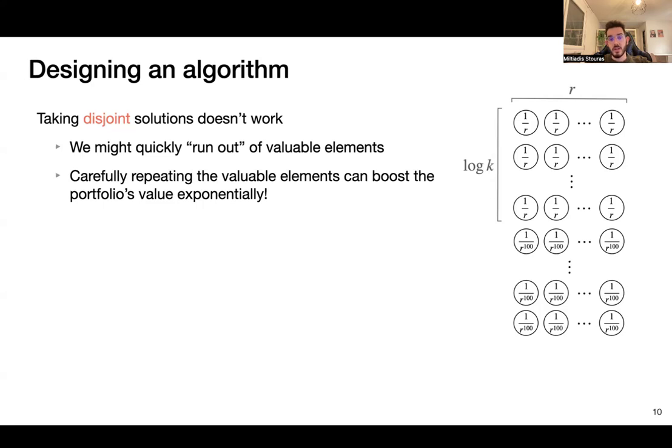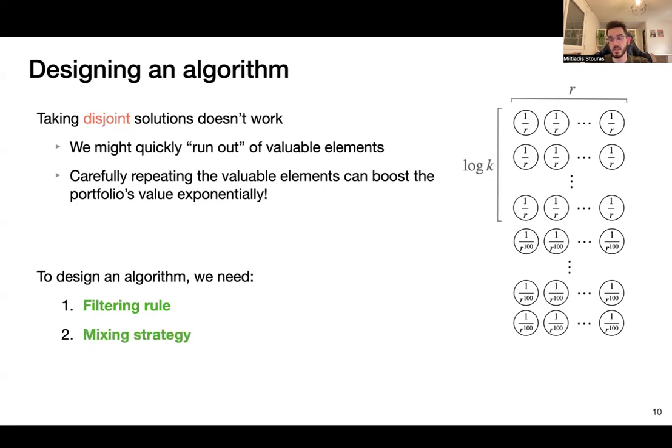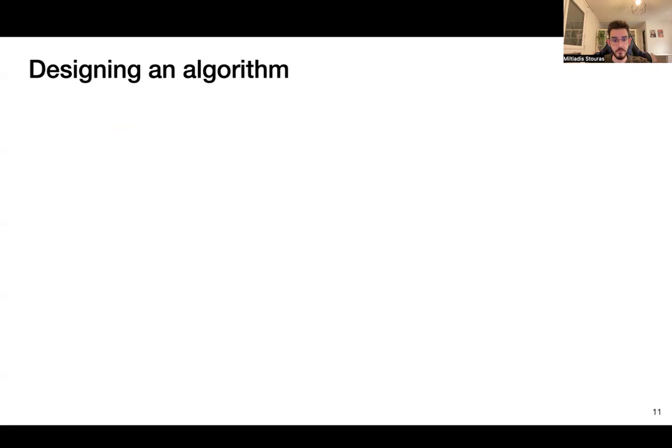So it's clear from this example that a potential algorithm needs some filtering rule. So we need to filter out some useless elements. And we also need some mixing strategy, like a strategy that combines various solutions in order to form new ones, right? So any logical filtering algorithm should sort the elements in decreasing order of their probabilities and take a prefix in this order. So we should be biased towards selecting higher probability elements.